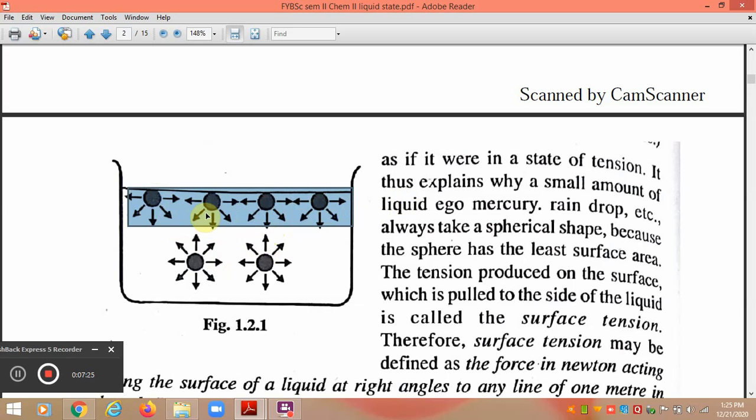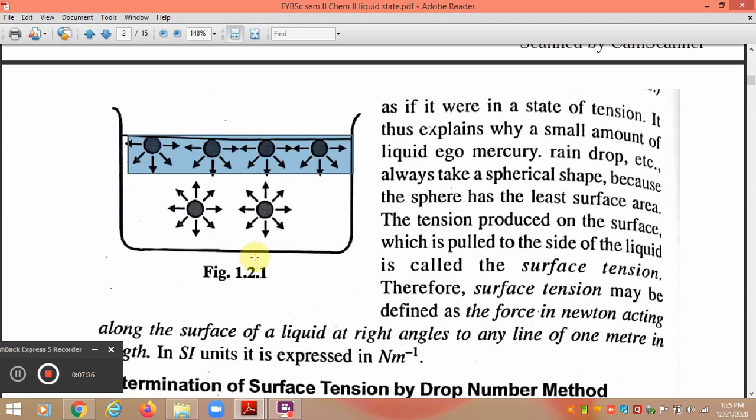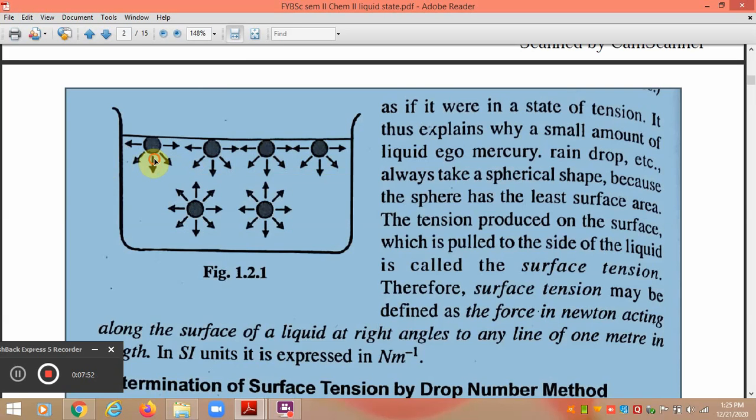And this explains why a small amount of raindrop or mercury has a spherical shape. This tension produced on the surface of the liquid, which pulls the surface of the liquid in the downward direction, is called surface tension.